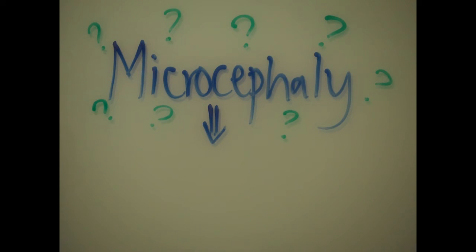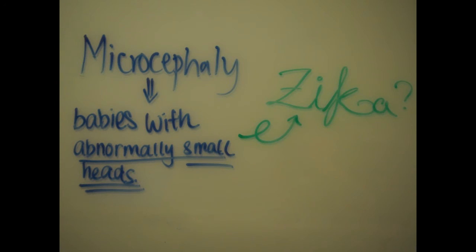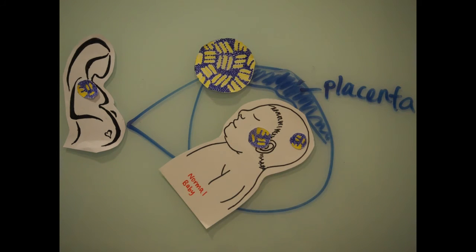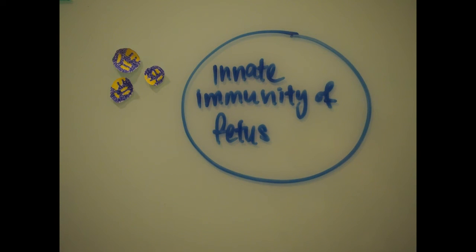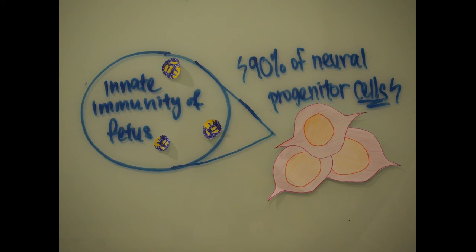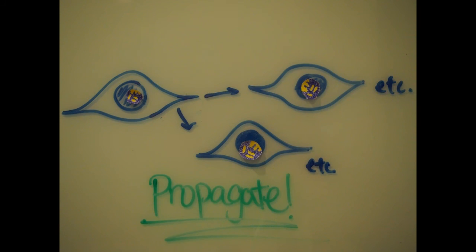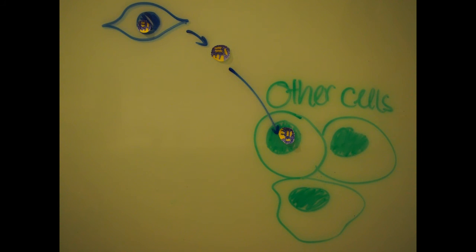So, what is microcephaly? Microcephaly is the condition when babies develop abnormally small head size. A good thing is that the immune response our body mounts in response to Zika may result in microcephaly. When pregnant women are infected with Zika virus, the virus damages the placenta and causes it to hijack the fetus. When Zika virus enters the innate immunity, it infects 90% of cortical neuroprogenitor cells. The virus hijacks the cells and makes use of the cell's properties to multiply. After propagating, the virus leaves the cells and infects nearby cells.